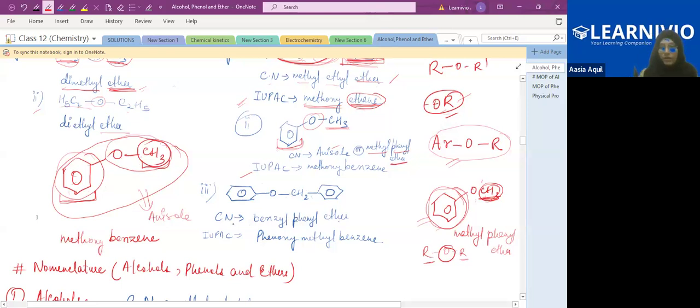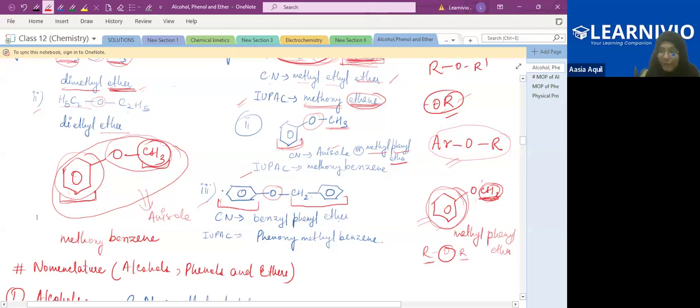See the third example. You can see this is the oxygen linkage, which is the ether linkage. You can say this is one molecule. This is one substituent, the benzene ring, and this is your CH2 and after that there is a benzene ring.